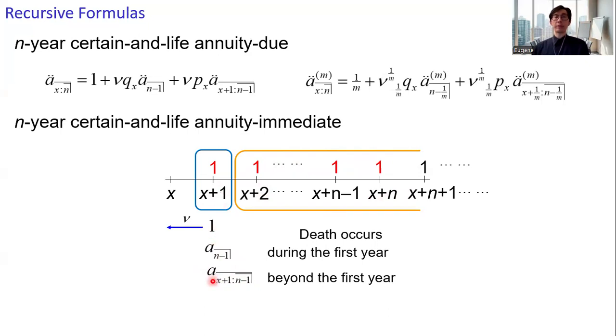All right, so the actuarial present value for this annuity certain is nu times Qx. The individual dies within the first year. And then the last one here, the actuarial present value is nu times Px. The individual survives beyond the first year. And we get the relationship.